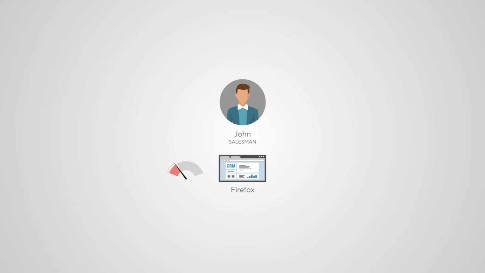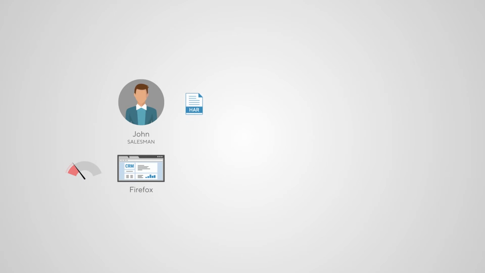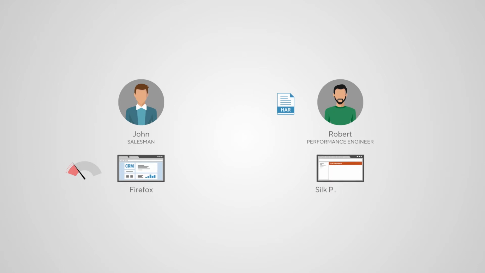In such a case, John can now use Firefox to record his workflow and save the recording in a HAR file. John now hands over the HAR file to Robert, one of the in-house performance engineers. And Robert generates, with the help of Silk Performer, a comprehensive load test out of John's recording.